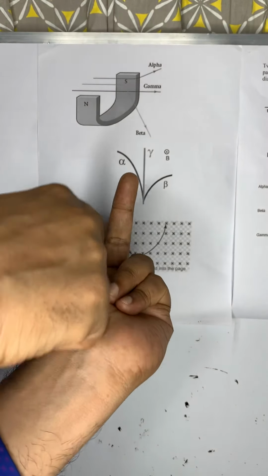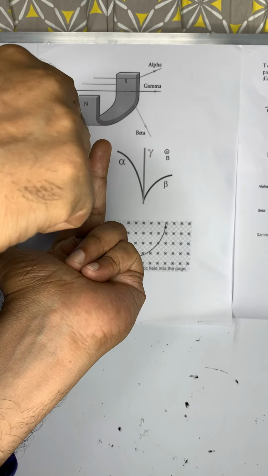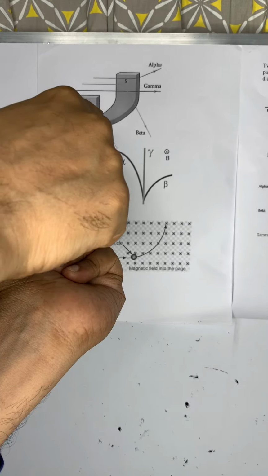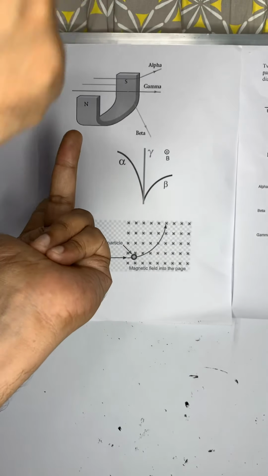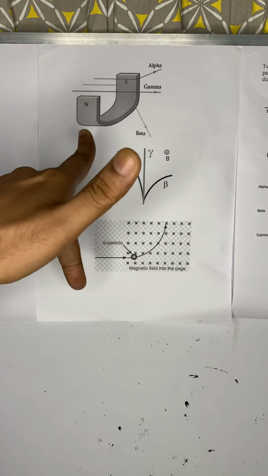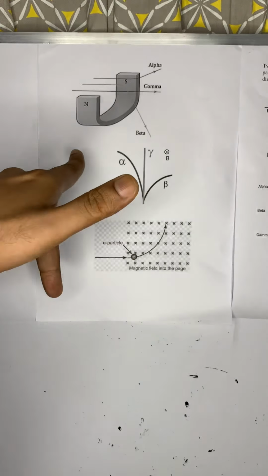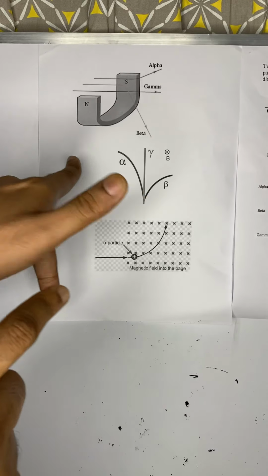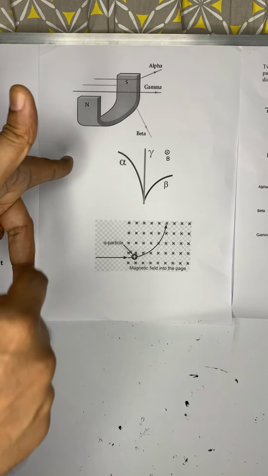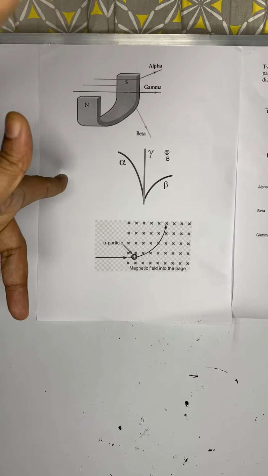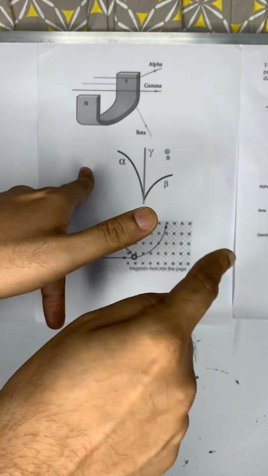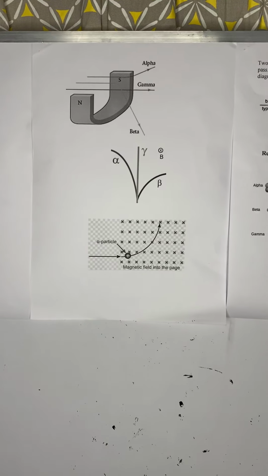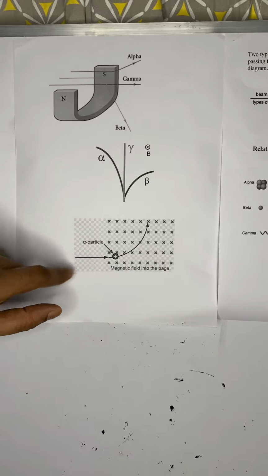Now see the beta particle. Beta particle is moving in the same direction, but we will consider the direction of current opposite to the direction of the beta particle. So beta particle direction is upward and current direction is downward. So now the deflection is to the right side of the page, right? So the direction of the magnetic field, the direction of the current, and the beta particle upward. So the direction of deflection is the right side of the page, and gamma particle is moving in a straight line.